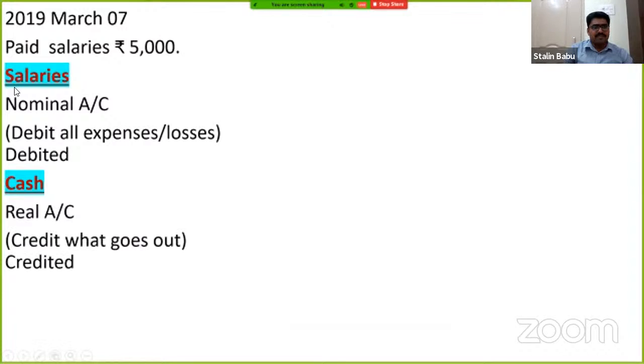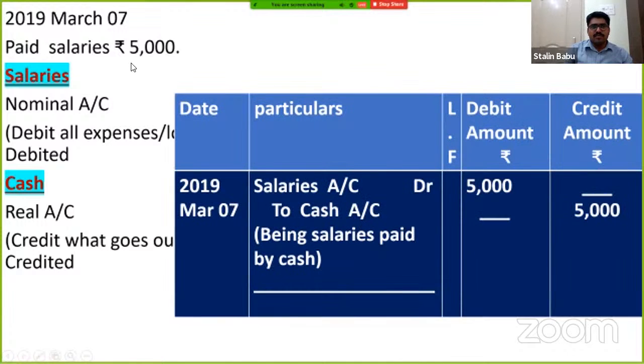So the entry is salaries account debit to cash account. Write in the journal book. What is the date? March 7. On March 7, the entry is salaries account debit to cash account, being salaries paid by cash. What is the amount? 5,000. Write 5,000 in debit amount column against debit account and write 5,000 in credit amount column against credit account.